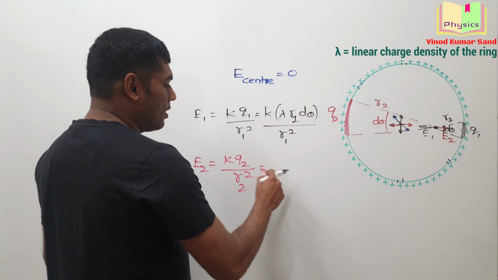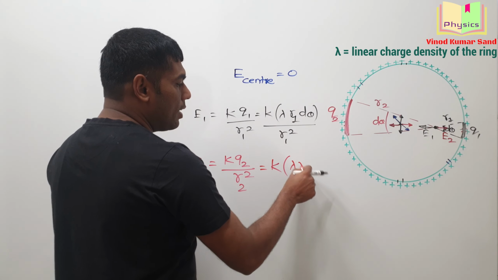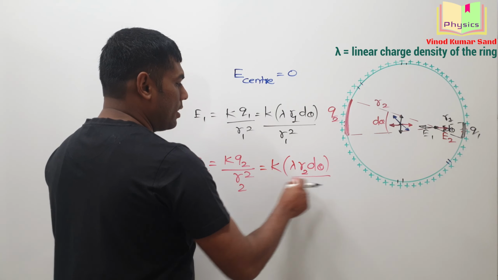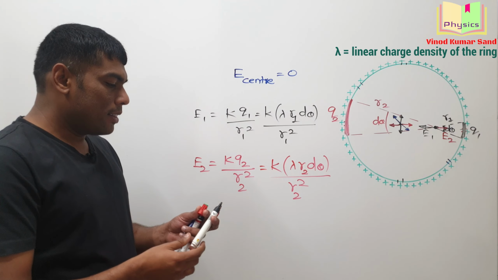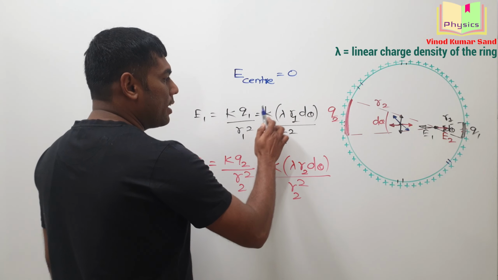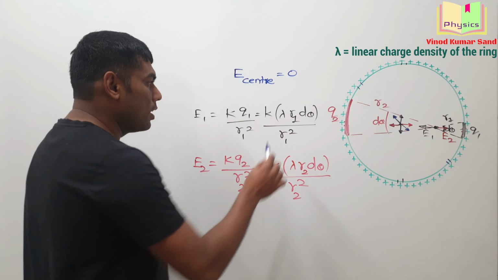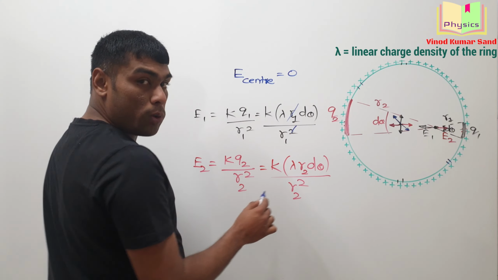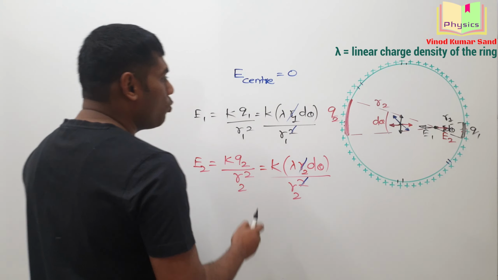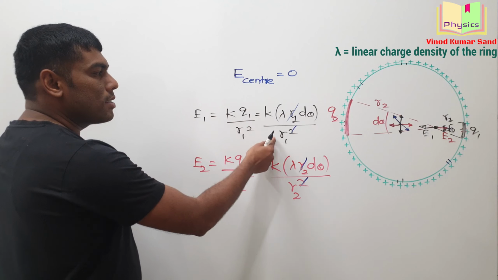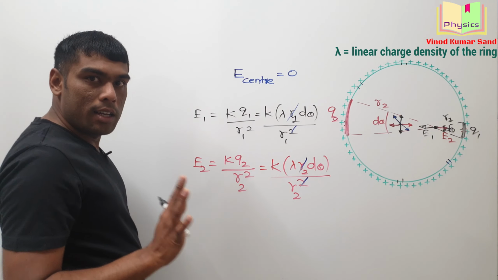Similarly, we are writing the field here. So it should be equal to K. Q2 will be equal to what? Lambda R2 d theta. And here is R2 square. Done. If we compare the things, we can easily see K lambda d theta is present in both expressions. This R1 and this square power is getting cancelled out. This R2 and this is getting cancelled out. So we can see that E is, if we consider this K lambda d theta, same data.